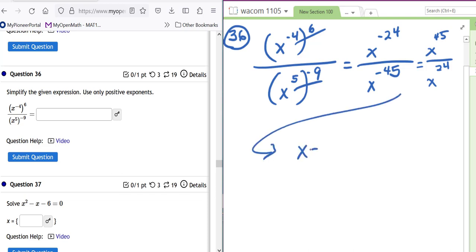So this will be x equals x. 45 minus 24, 5 minus 4 is 1, and 4 minus 2 is 2. And it's done. Right.